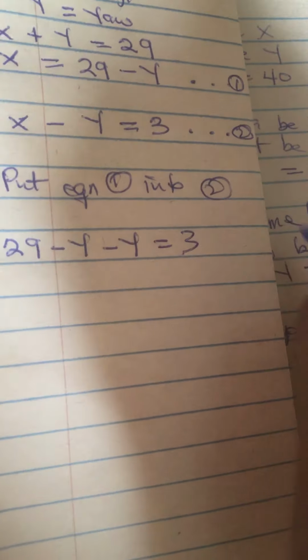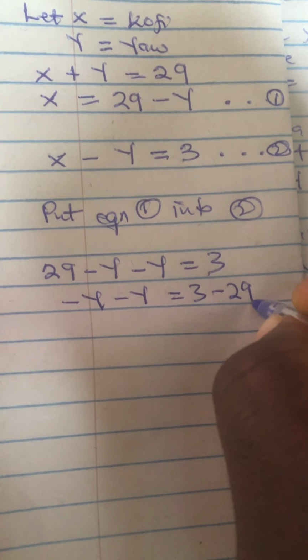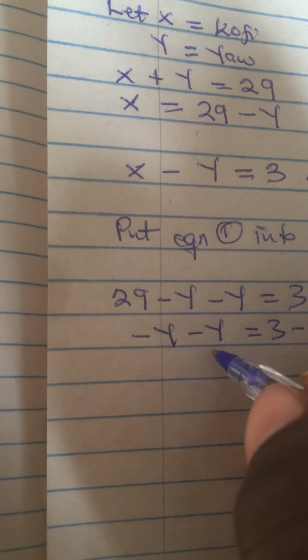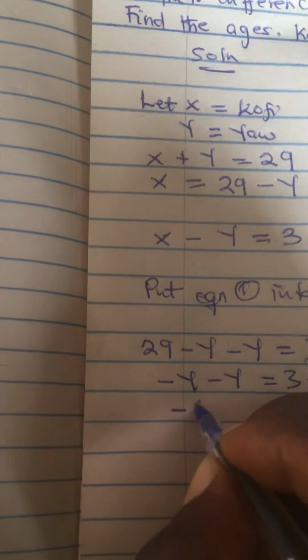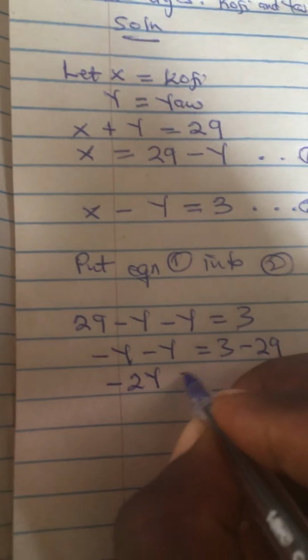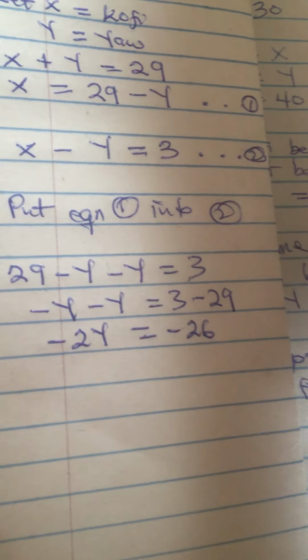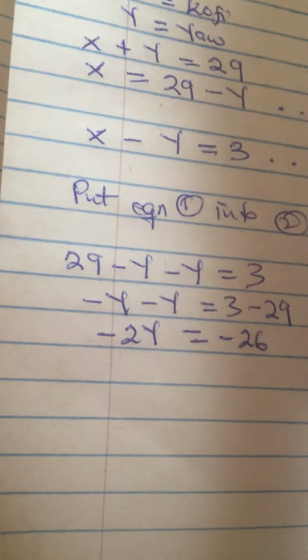This 29 will travel to the right side, and so we have minus Y minus Y equal to 3 minus 29. I believe you understand. How many Y do I have? I have 2, so minus 2Y equal to 3 minus 29, which is minus 26. Please be using your calculators.